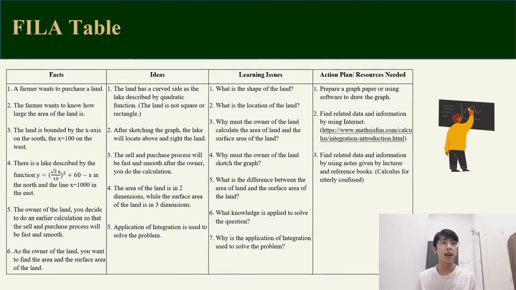So, action plan, resources needed. First, prepare graph paper or use software to draw the graph of the land. Number 2, find the related data and information by using the internet. Number 3, find related data and information using notes given by the lecturer or reference books, and so on.